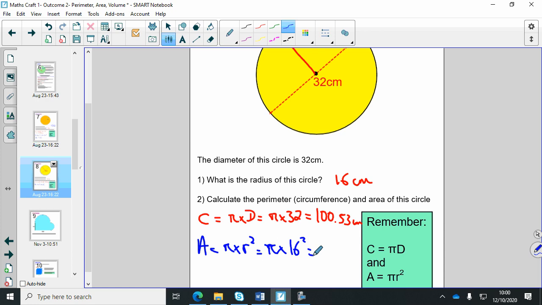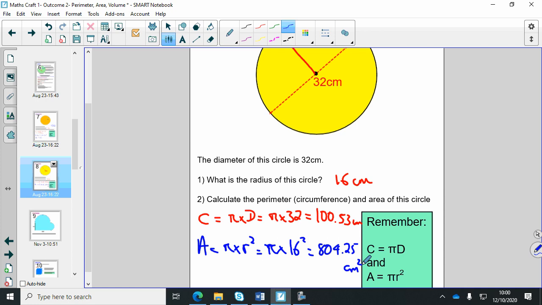Again, I need to press that SD button. So I get 804.25, and that's going to be centimeters squared as an area.